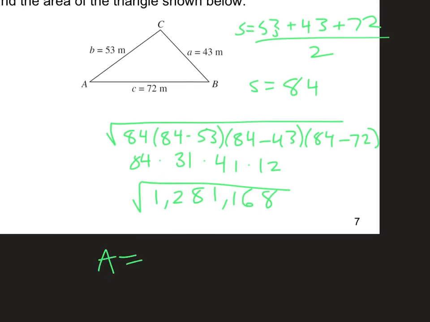So what do you get for the area? 1,131.9. Awesome. And what would our units be? Meters squared. Awesome. Meters squared.